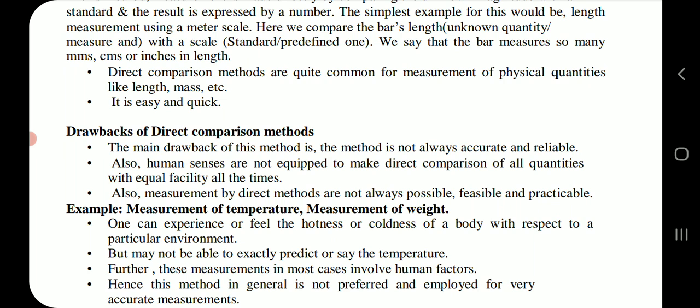Example: measurement of temperature, measurement of weight. One can experience or feel the hotness or coldness of a body with respect to a particular environment, but may not be able to exactly predict or say the temperature. Further, these measurements in most cases involve human factors. Hence, this method in general is not preferred and employed for very accurate measurements.